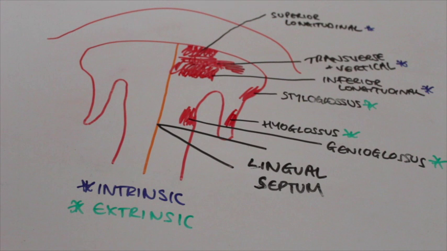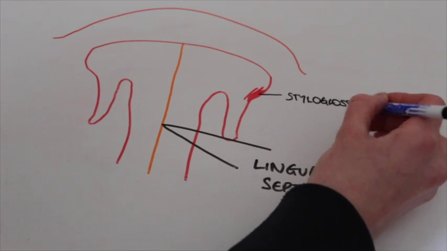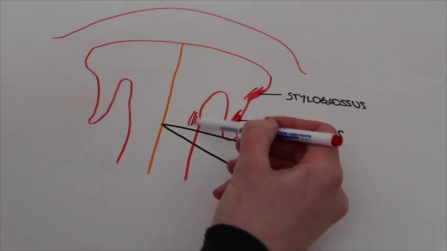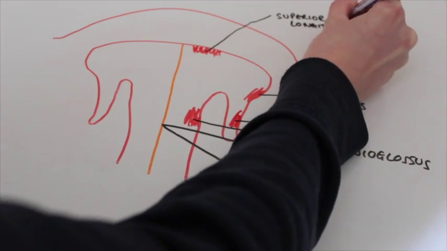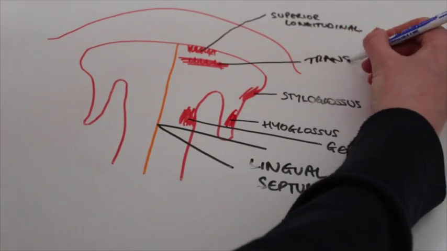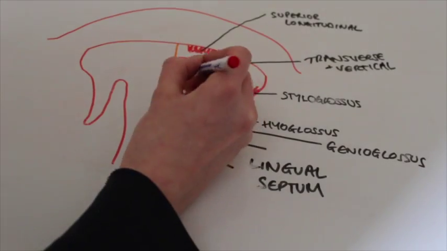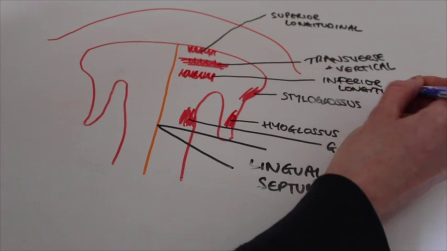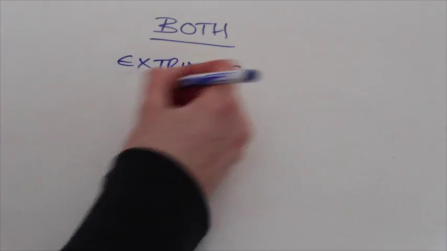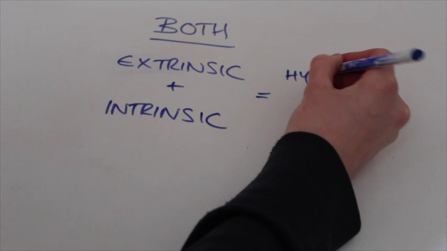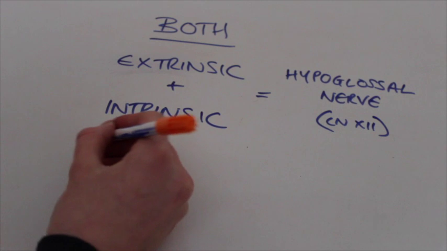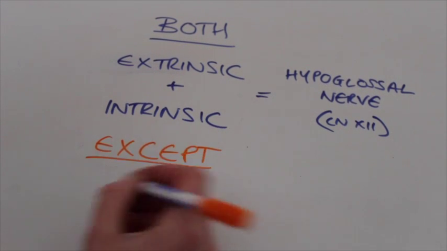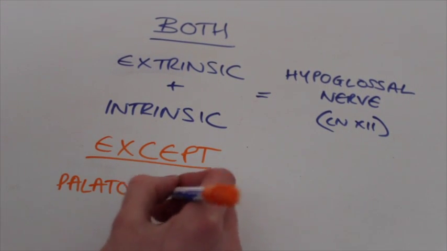So the tongue is a muscle covered in mucous membrane. There are two types of muscle in the tongue: extrinsic and intrinsic. The extrinsic muscles include styloglossus, hyoglossus, genioglossus, and also palatoglossus. The intrinsic muscles include superior longitudinal, transverse, vertical, and inferior longitudinal. It's also good to point out here that all the extrinsic and intrinsic muscles of the tongue are innervated by the hypoglossal nerve, which is cranial nerve 12. Except for palatoglossus, which is innervated by the vagus nerve, which is cranial nerve 10.